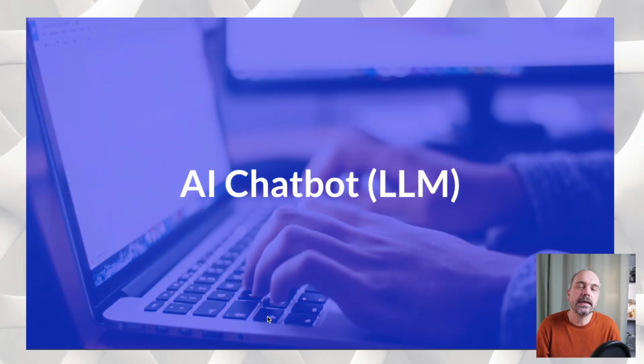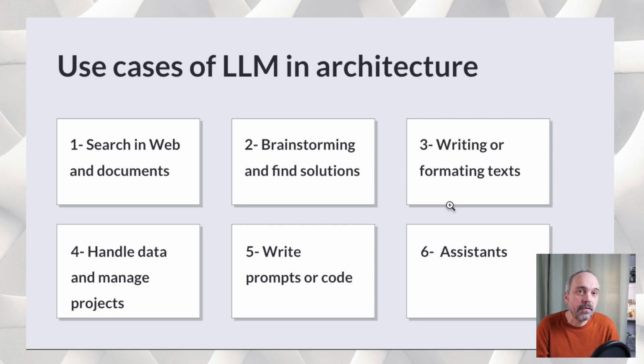So the first category of AI tool is, of course, AI chatbot, LLM, so large language model. A large language model is the type of AI that ChatGPT belongs to. So what can be done with it? You can search in the web and documents, especially long documents, and it's really a shortcut by comparison with using Google or searching by reading the document.